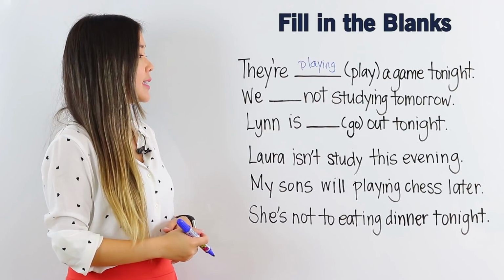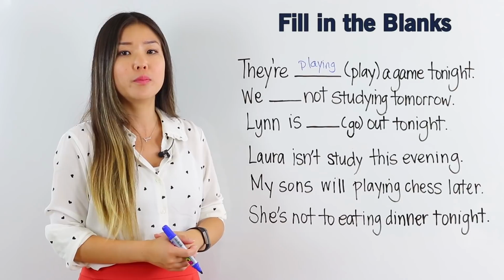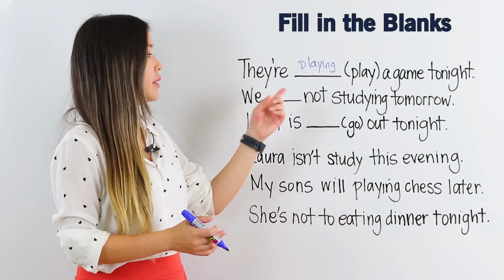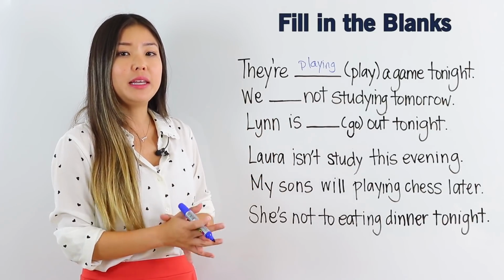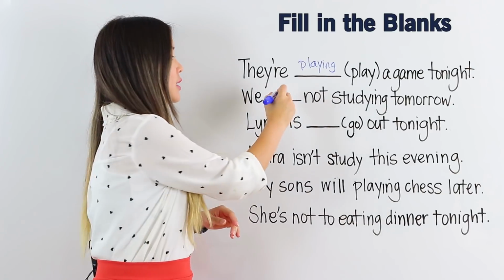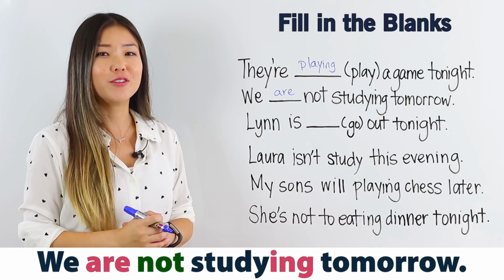The next sentence says, we blank not studying tomorrow. Looks good, but there's a word that's missing. This is the negative form because we have not. We simply need the be verb for we. The correct be verb is are. We are not studying tomorrow.